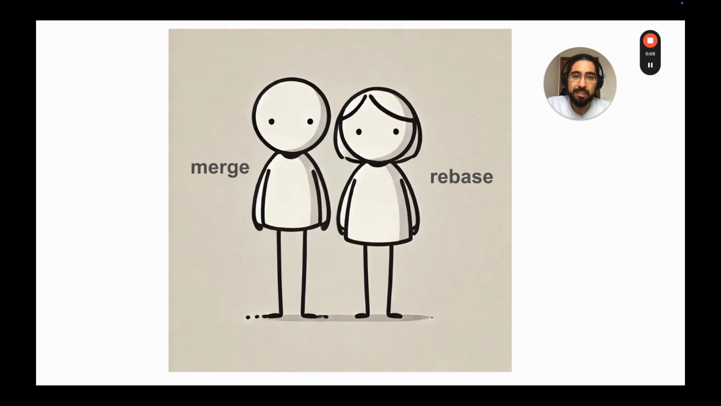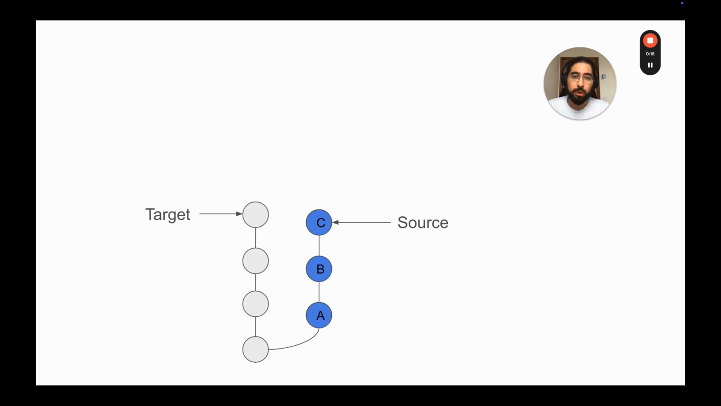Sometimes people think rebase is similar to merge because they both combine changes, but that's not quite true. While they share the same goal, they go about it in very different ways. Like merge, rebase involves a source branch and a target branch, but the way they work to combine changes is quite different. Here's how rebase works.